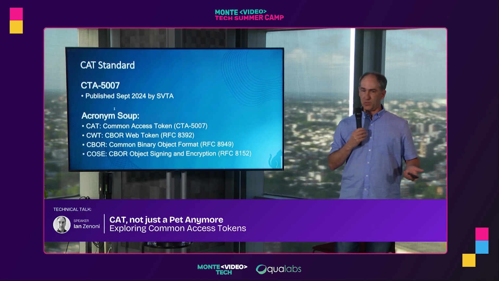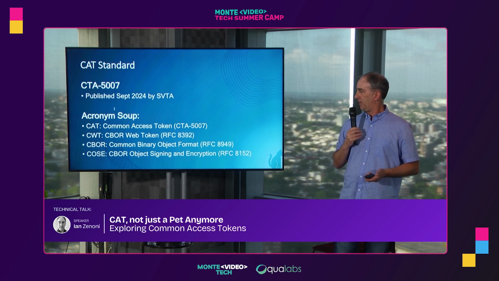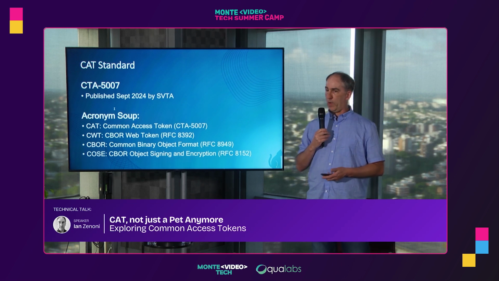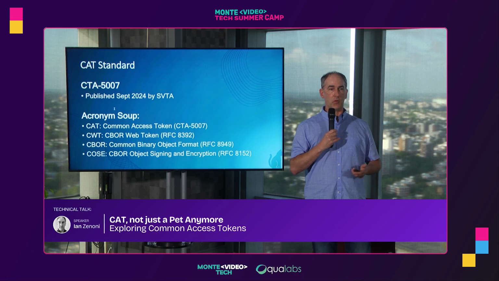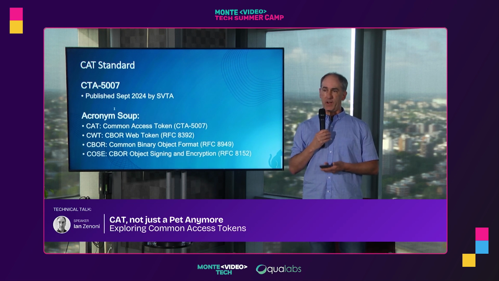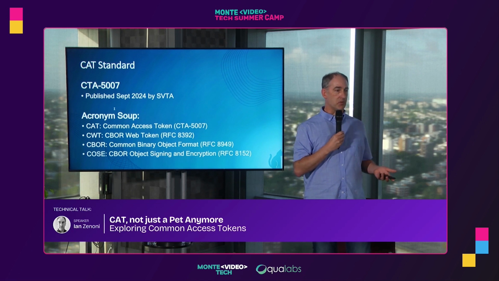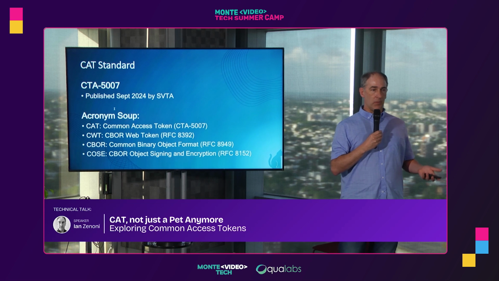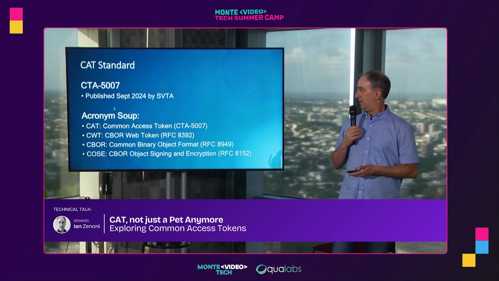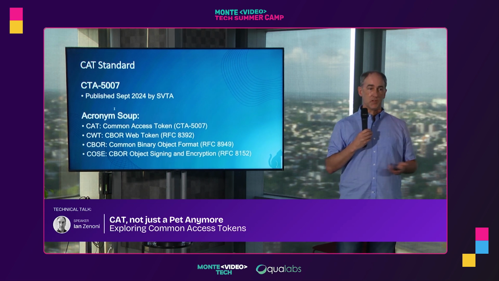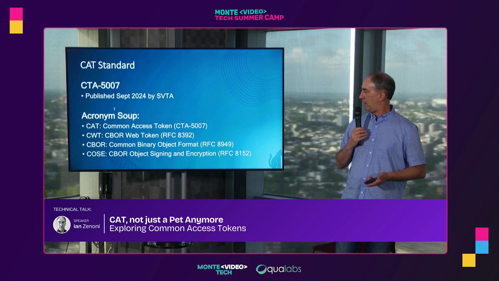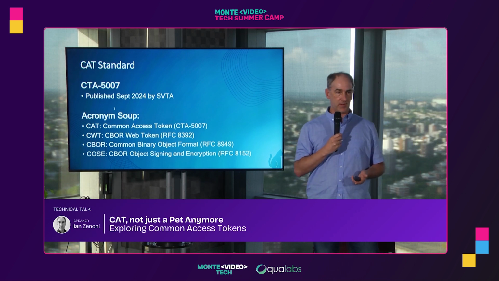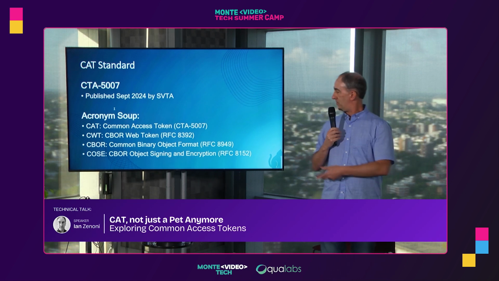You've got CAT, which is the Common Access Token. It is based on CBOR web tokens. I don't know if anyone's familiar with that. It's a sort of a binary representation of a JWT, which is a JSON web token. This is a CBOR web token. So what is CBOR? CBOR is a concise binary object representation. And this is also another standard, an RFC.